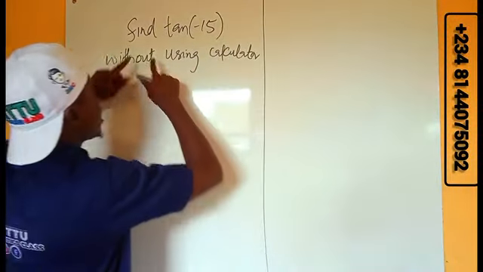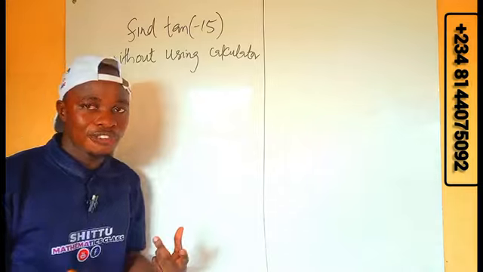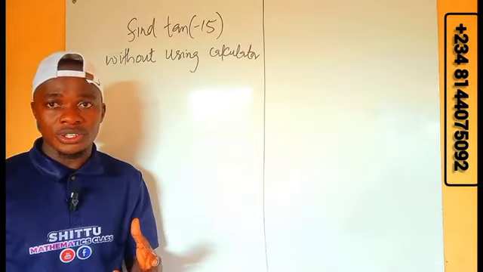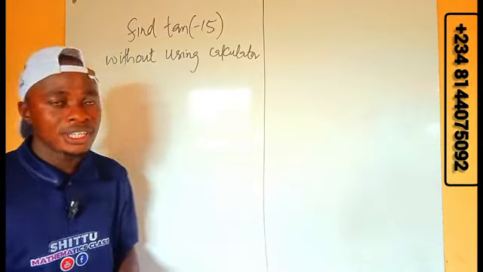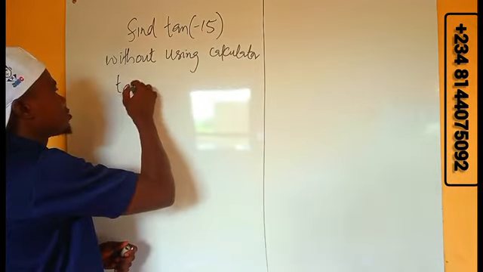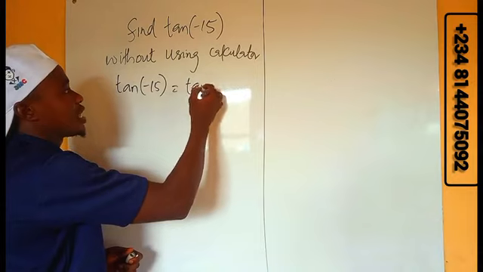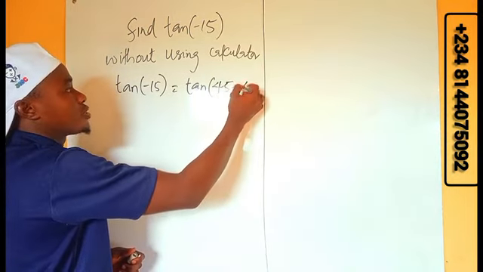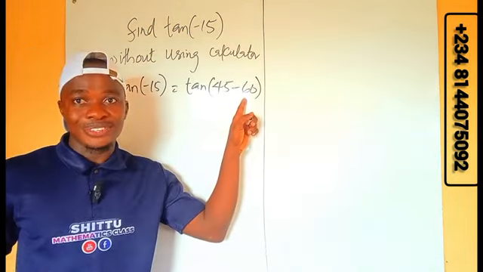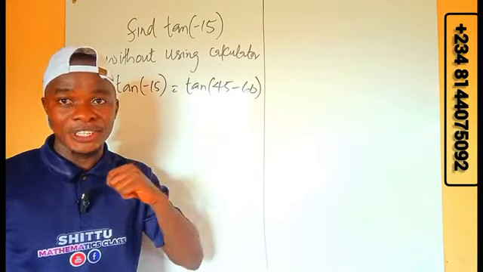We have this question. The question says find tan minus 15 without using a calculator. So now what we're going to see is that tan minus 15 can as well be written as tan of 45 minus 60. So 45 minus 60 gives us minus 15, right?